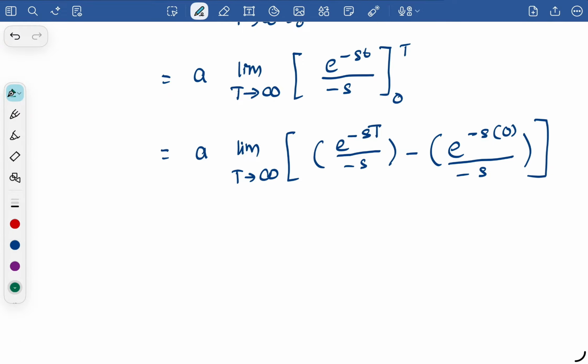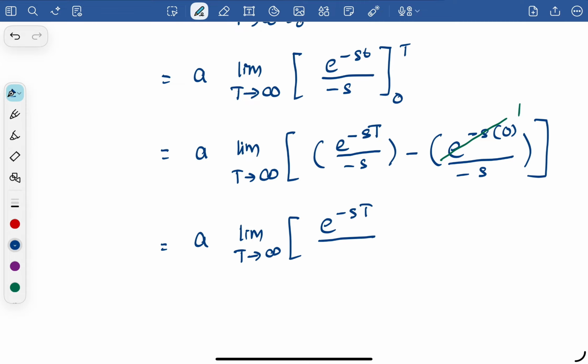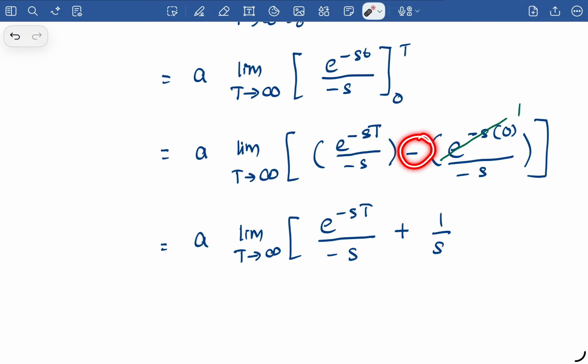So e^(-s0) is given by 0. No, not 0, sorry. It's 1. e to the power of zero equals 1. So the solution will be a times the limit as T tends to infinity of e^(-sT) over negative s, plus 1 over s. How did I get plus? This one and this one will give me a positive value.